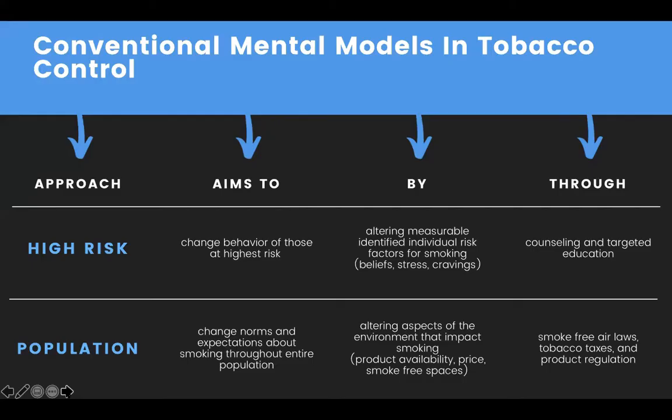These two conventional approaches are high-risk approaches, which focus on changing individual behavior of those at highest risk through targeted education or counseling, and population approaches that aim to change smoking norms by altering the environment through policy change.